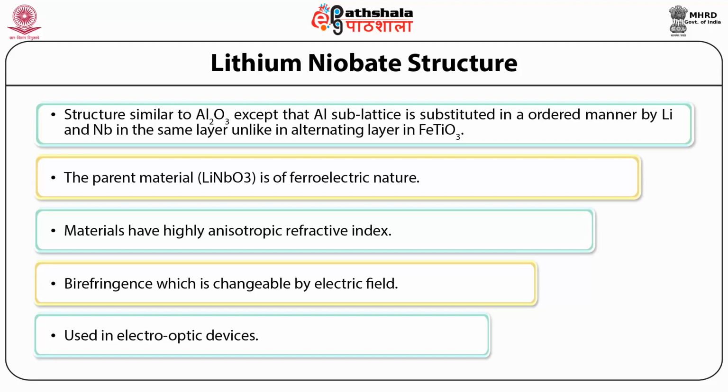Lithium niobate also has a high anisotropic refractive index and it shows birefringence which is changeable by the electric field. So this behavior is due to the ferroelectric nature of lithium niobate. As we apply the electric field, the properties of the material change, resulting in birefringence. Such materials are mainly used in electro-optic devices. So electro-optic devices are those where electrical and optical phenomena are involved.